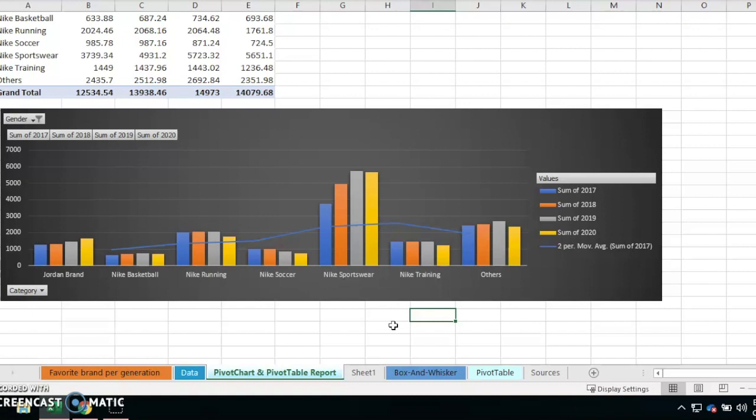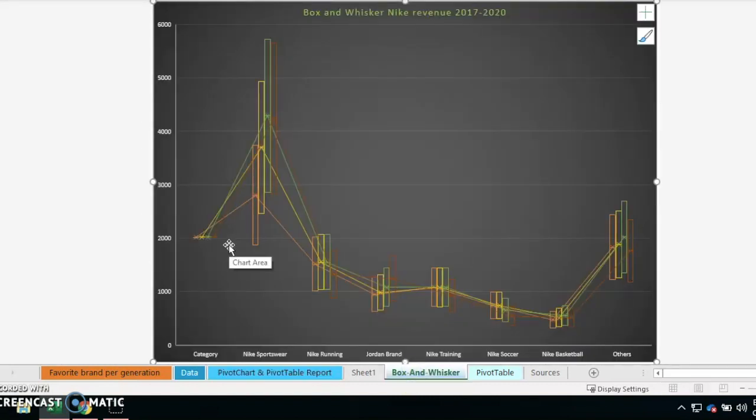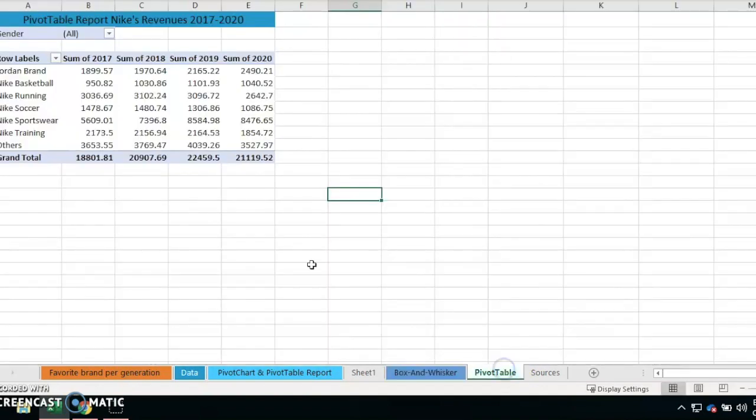Of course, there is plenty of other information that the manager could look at, but today we're really focusing on pivot charts and pivot tables. But we also have, for example, the box and whisker of the Nike revenues and another pivot table that I made for the previous one.